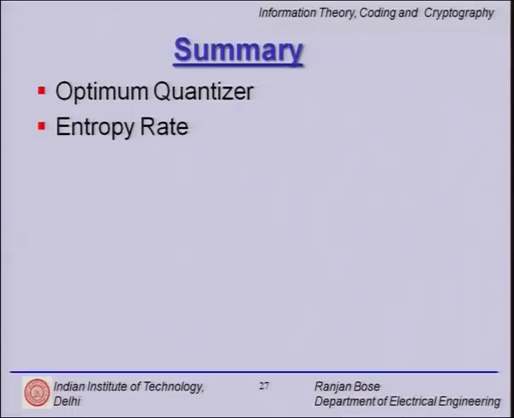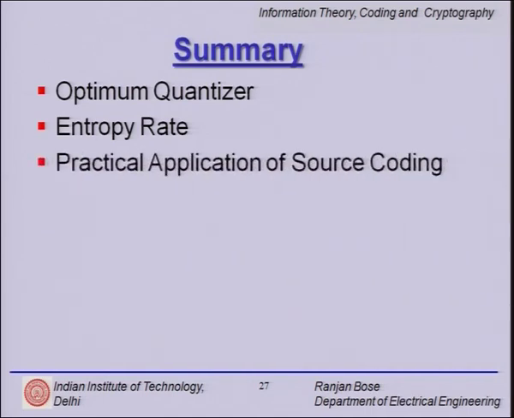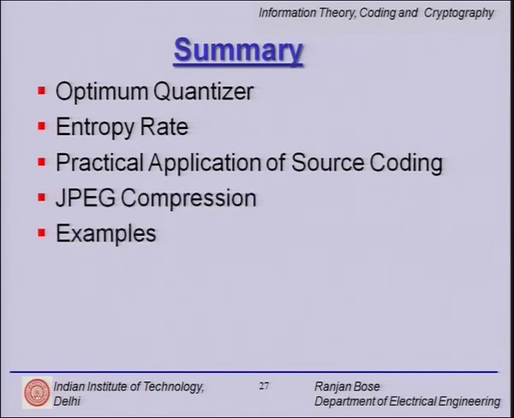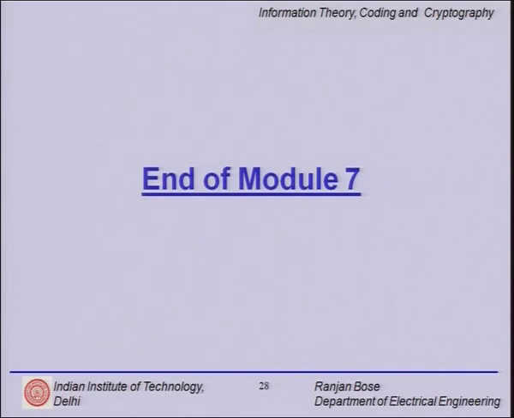Different samples will be represented by different numbers of bits depending upon what kind of Huffman coding we are doing. We then looked at entropy rate, and finally we discussed an application of source coding, which is JPEG compression. We looked at how Huffman coding, arithmetic coding, or even run length coding together can be used to compress the image. We also looked at some examples. That brings us to the end of today's module, and we will look at other aspects of source coding in the subsequent module.